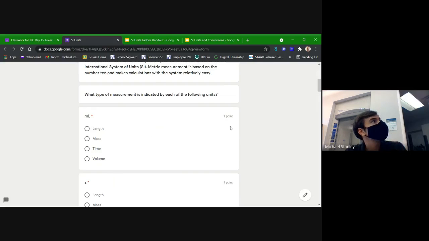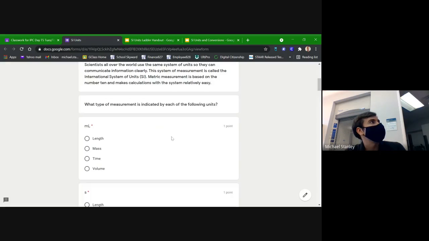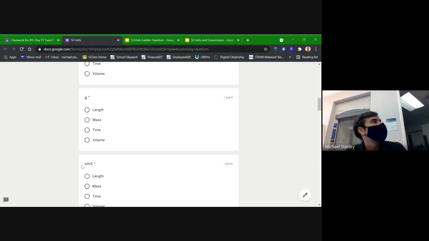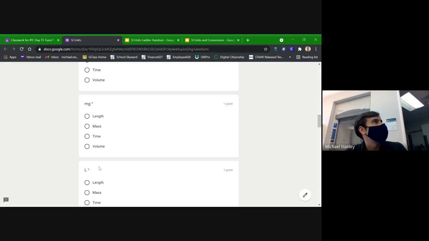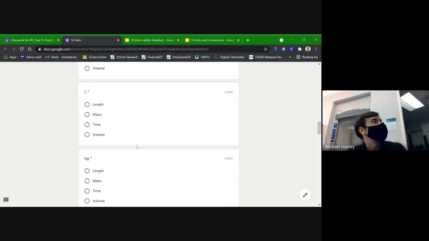So the first part is I give you the unit, and I want you to tell me, does this represent a measurement of length, of mass, of time, or of volume? So you have things like mLs and cm3s and mgs. And I want you to tell me, does this tell you how heavy something is, how tall or wide something is, how much space something takes up, or how much time something is?